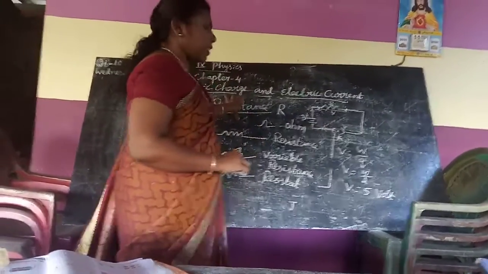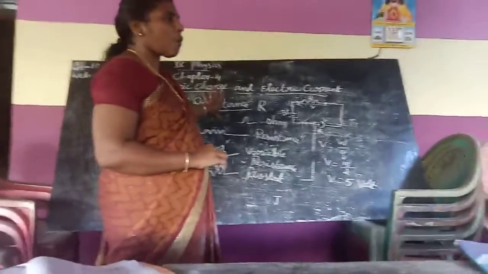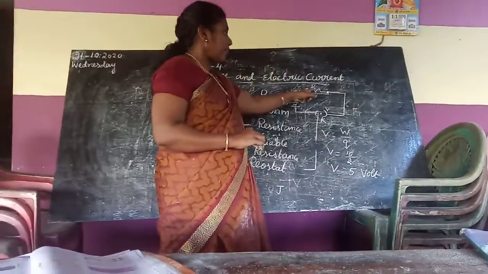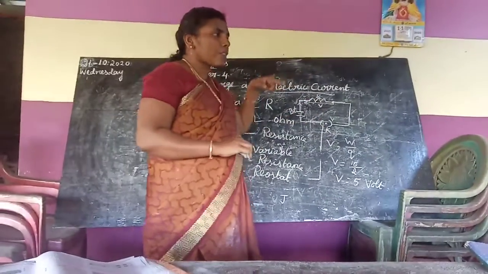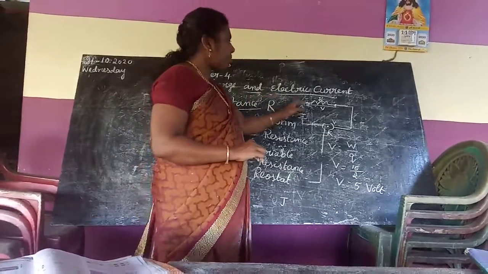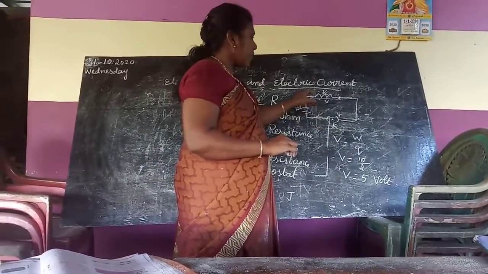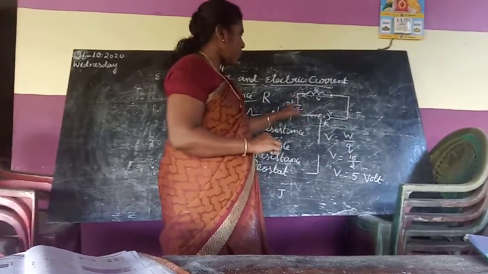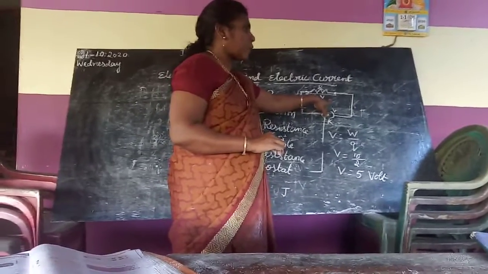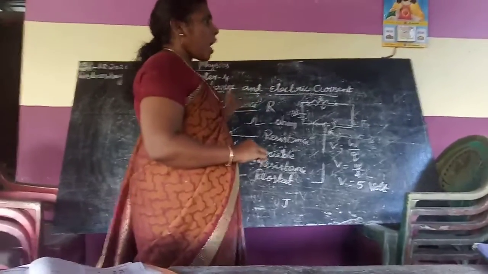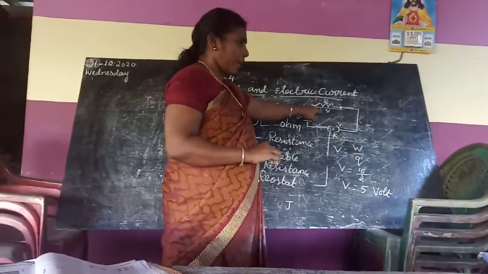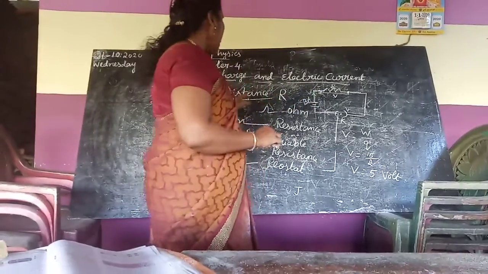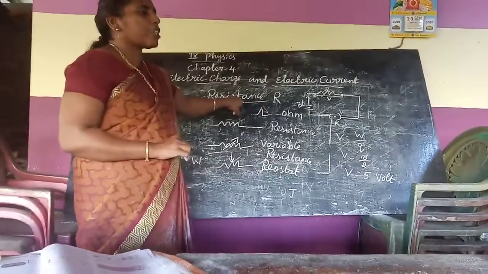Now what is resistance? See, resistance is a measure of opposition offered. Here the components are the battery, the key, everything in an electric circuit. When the circuit is closed, there is a flow of current in the circuit. So resistance is a measure of the opposition offered by a component to the flow of current. This is the resistance, the definition of resistance.